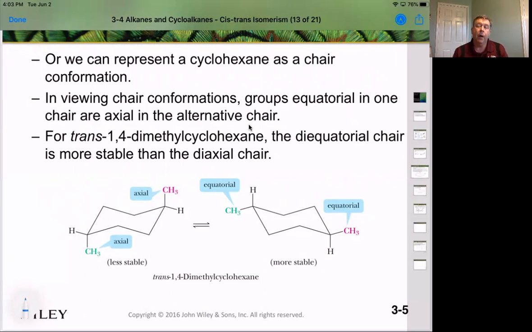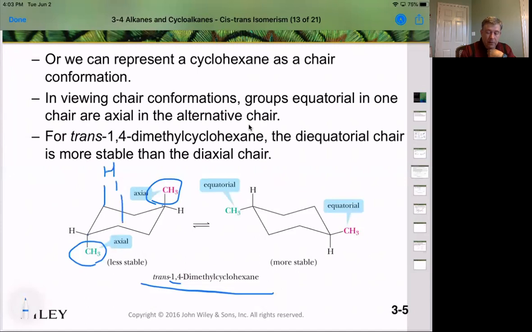Okay, so now we have to think about where our substituent is, and are they both on the same side of the ring, and what would be the most stable configuration? So let's start with the trans dimethyl right here, and it's the 1,4, so they're opposite each other. And in this configuration, both of the methyl groups are in that axial position. Okay, now because there's a hydrogen here and a hydrogen here also in that axial position, these hydrogens are closer to this methyl group than if we had them in the other form.